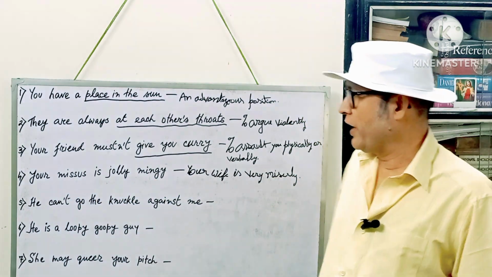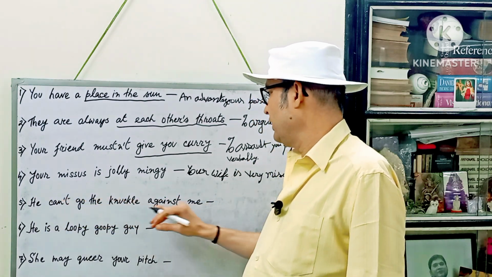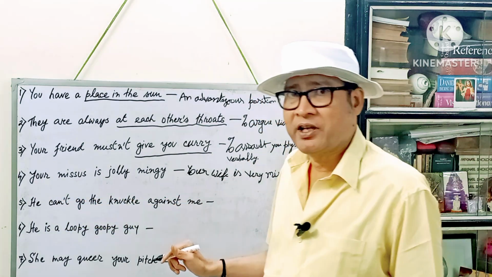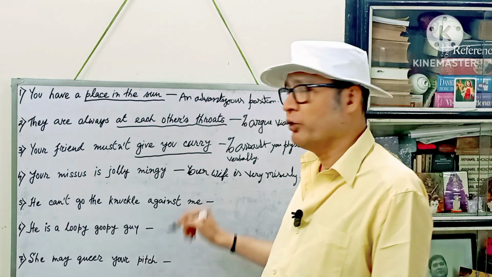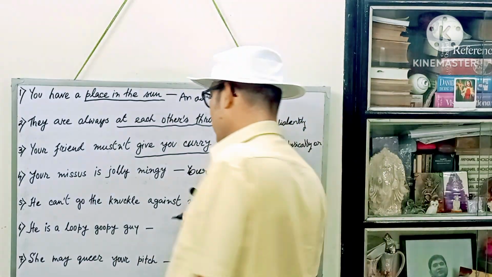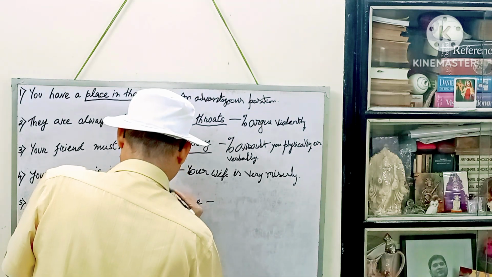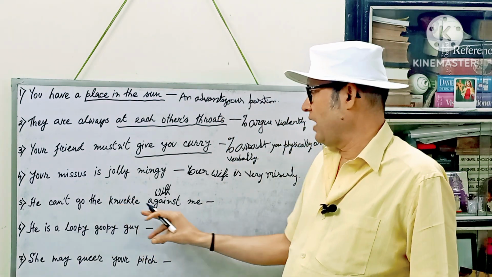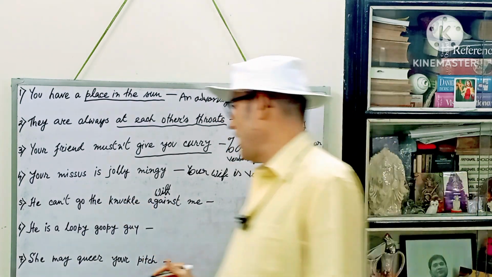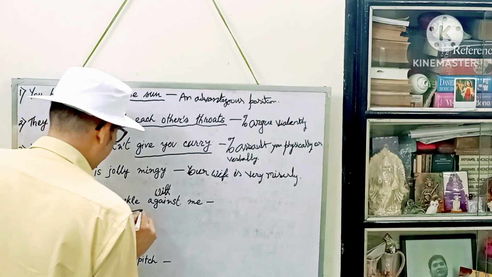Let's move on to number 5. Number 5 is he can't go the knuckle against me. Sometimes it is not against. Sometimes we use the preposition with. Okay, go the knuckle with. He can't go the knuckle. So this phrase, go the knuckle, you do not know.